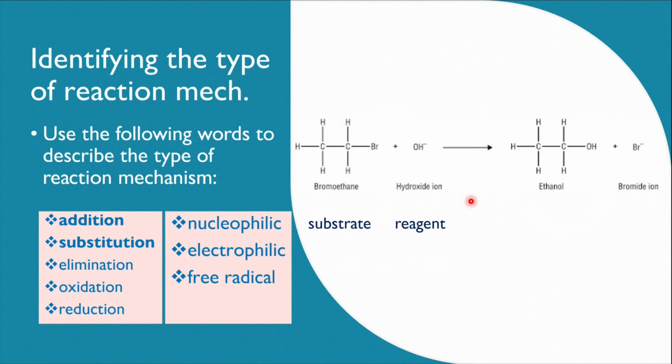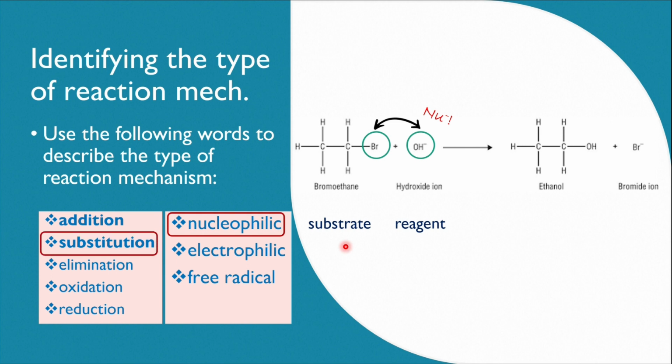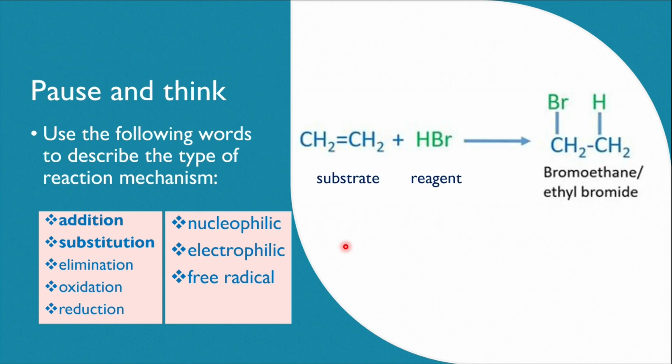In this reaction, our substrate is bromoethane. The bromine on the substrate is substituted by a hydroxide group, which is a nucleophile. So the reaction is called nucleophilic substitution. In this reaction, ethene reacts with hydrogen bromide to give only one product. So this is an addition reaction.